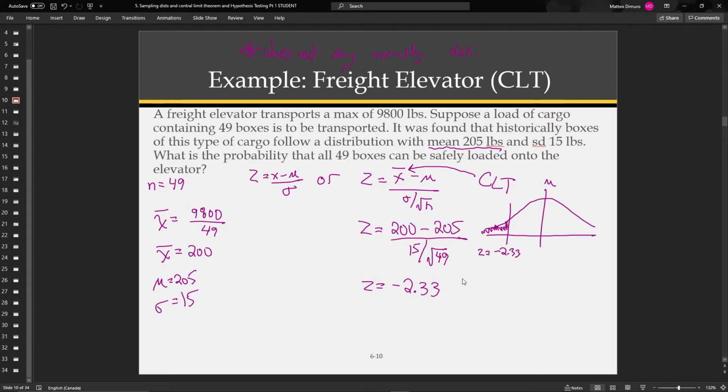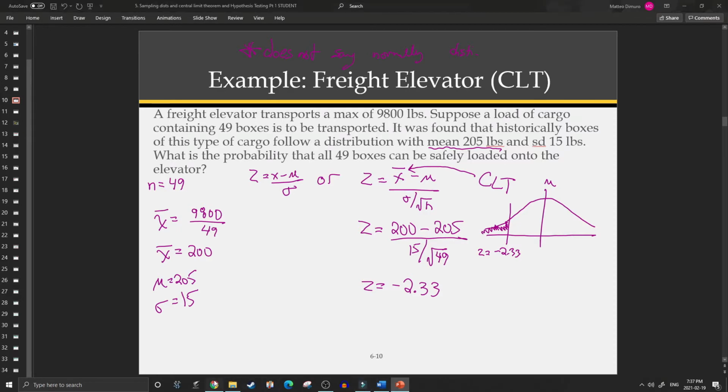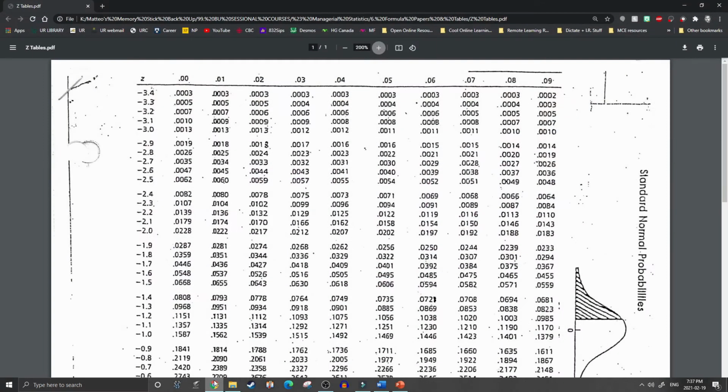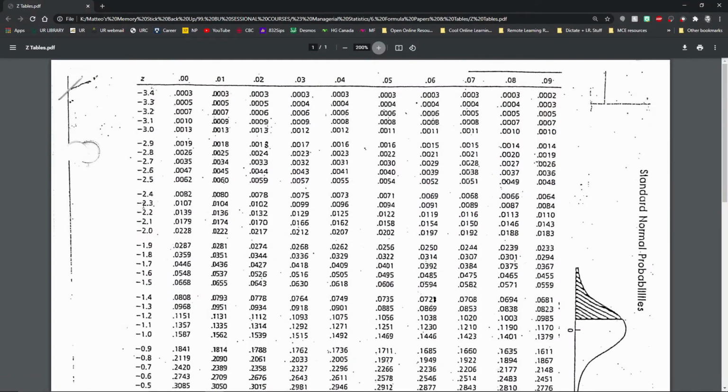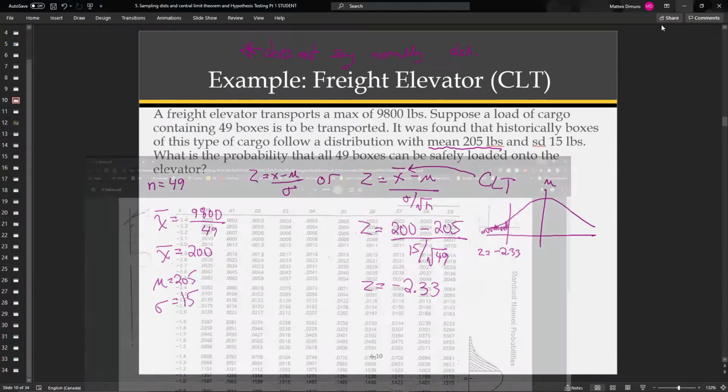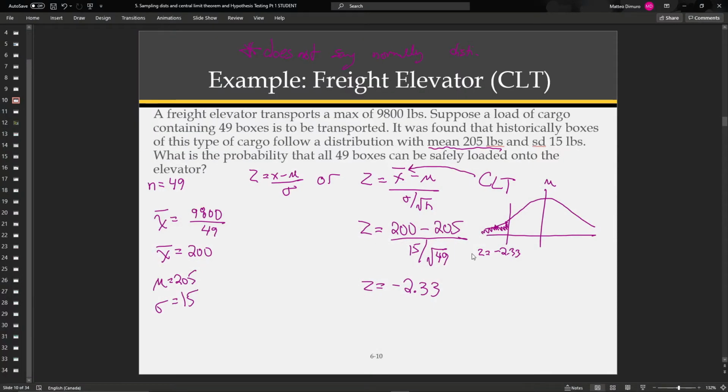So you can bring up your Z-score table. And where is my Z-score table? There it is. And we're going to look up negative 2.33. So negative 2.3, and then go over to this column. We get 0.0099. Neat.